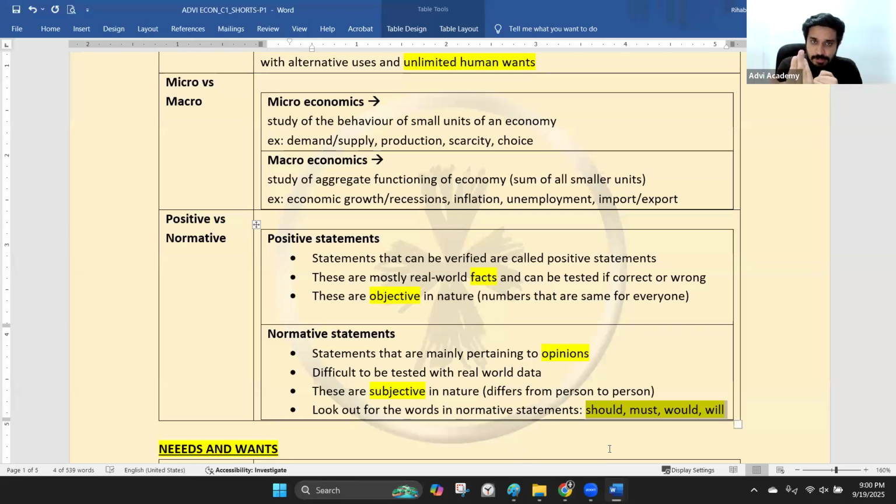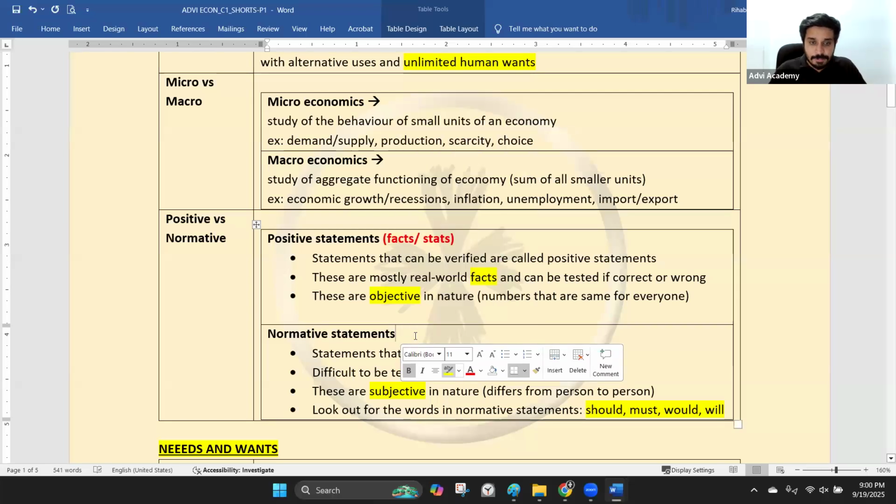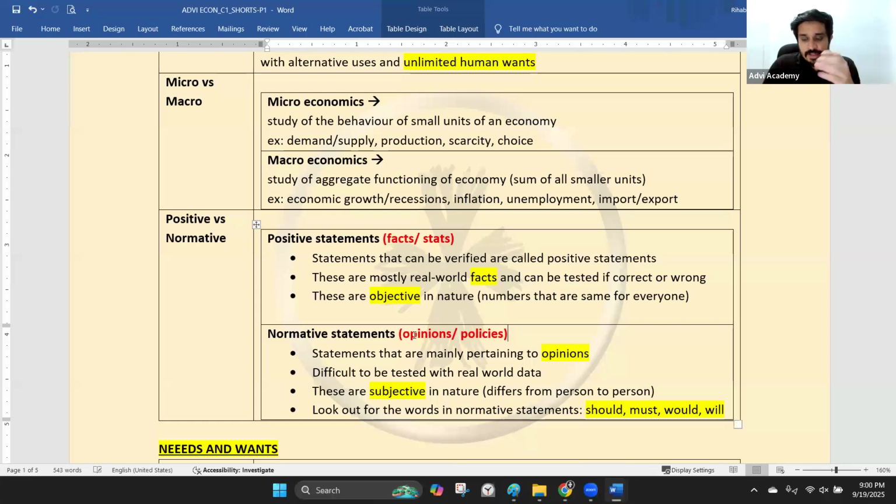So why are these two important? Positive statements are facts. So within brackets, I'm going to say facts or stats, basically. Normative statements are the opinions that actually end up as policies one day. What do you mean by that? If a political party comes out and says, we want to do these things, those are their opinions.